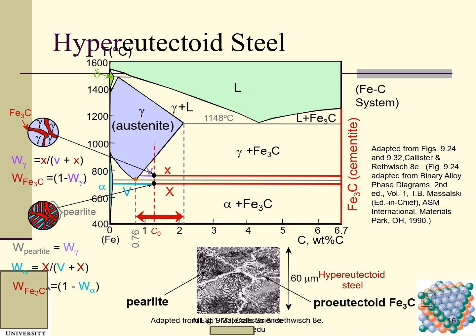So this is a micrograph. We have pearlite, and we have these bigger branches. They are cementite, right? So these are cementite.